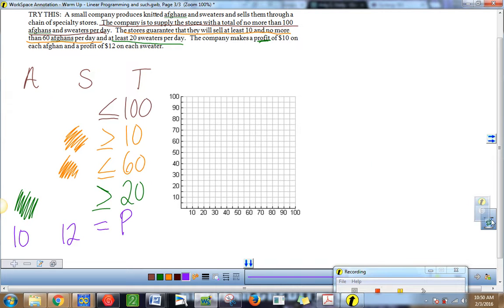Okay. Now you just throw in X and Y. So these guys all get X, Y, X, X, Y, X, Y. There's all your equations.